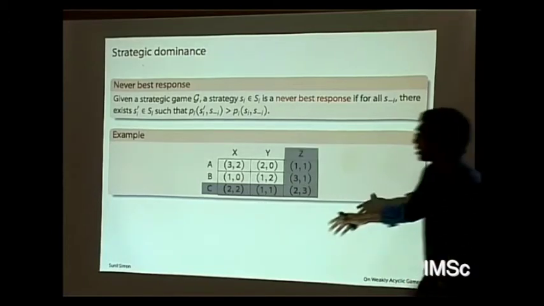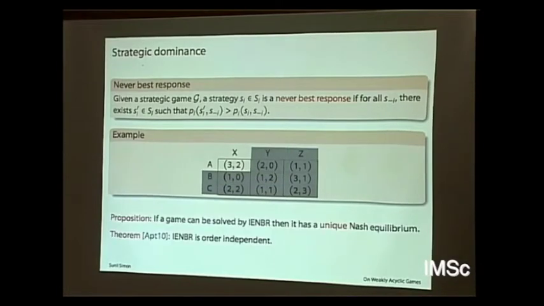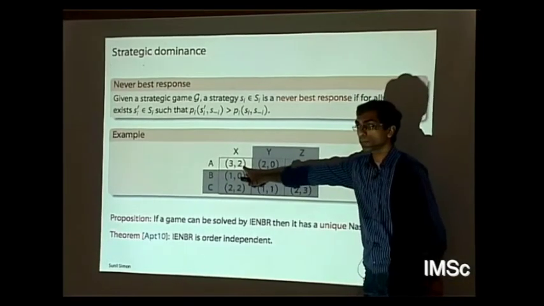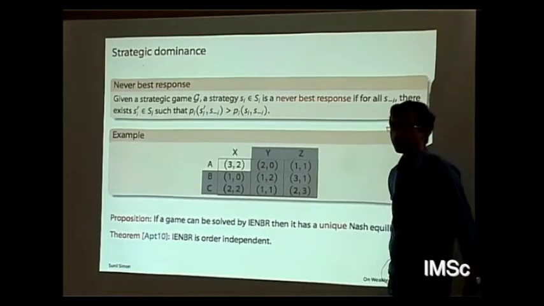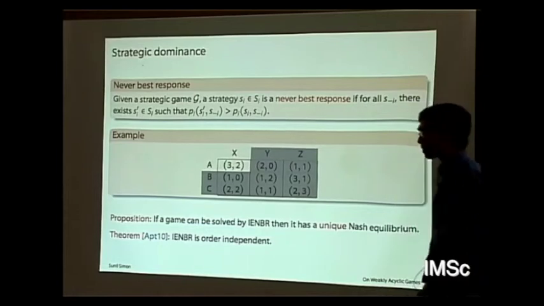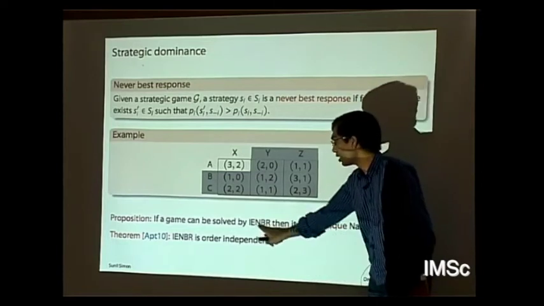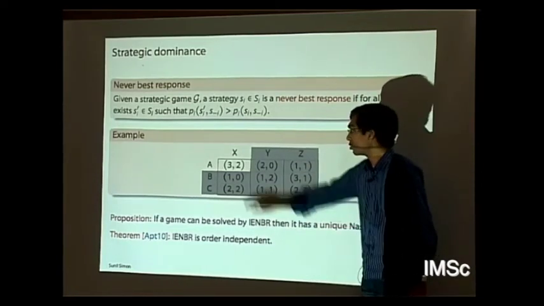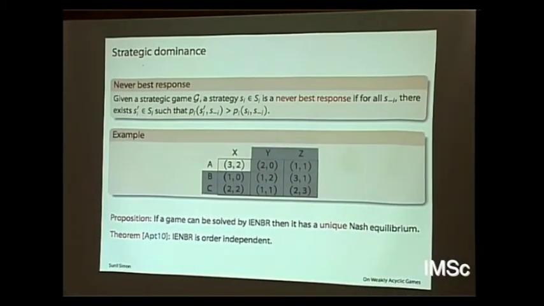Again, you can eliminate it. Now you get a subgame, which is this 2x2. Now you can do the same thing. You can keep iterating this, and what you get is a unique strategy here. This process of eliminating strategies is called the iterated elimination of never best response. Okay. Now, you say that a game can be solved by IENBR if you do this elimination process and you get precisely one strategy profile. Okay. So the theorem is, if a game can be solved by IENBR, then of course it has a Nash equilibrium, because what you get is a Nash equilibrium.